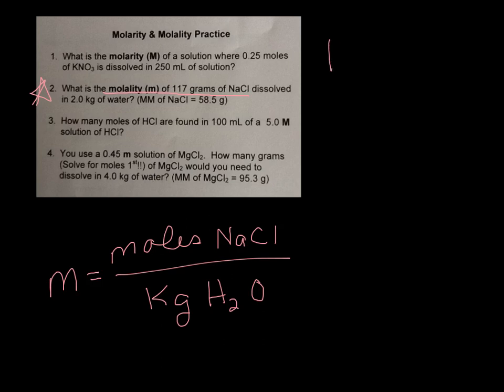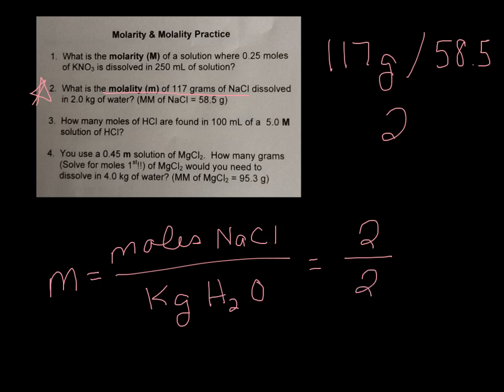We know that we have 117 grams of NaCl. To turn that into moles, we're going to divide it by its molar mass, which is 58.5. 117 divided by 58.5 equals 2. So we're going to put our 2 moles on the top. 2 kilograms of water, that's what we want. 2 divided by 2, 1. And for our unit, we put a little m for molal.